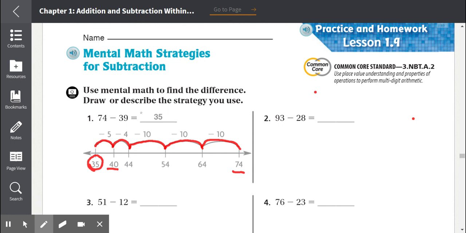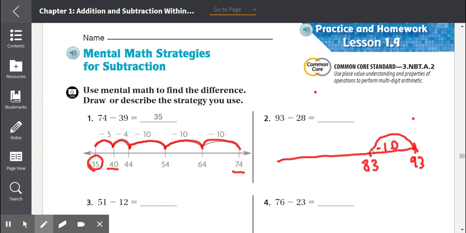Number 2, 93 minus 28. We start by creating our number line. And since we're subtracting, we start at the end. We have 93 over here, and we're going to subtract by tens until we get to 28. So we have 93. 93 minus 10 is 83. Now we subtracted 10, but we have 28 to go.